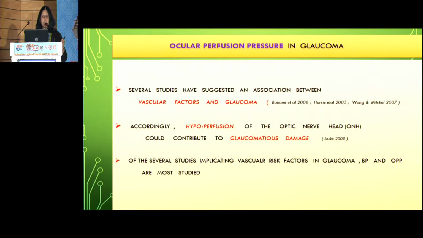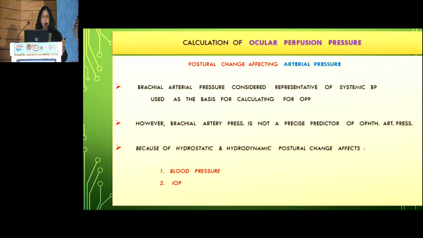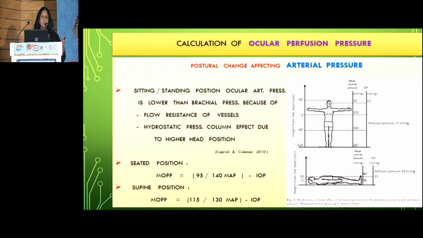Of several studies implicating vascular risk factors in glaucoma, blood pressure and ocular perfusion pressure are the most studied. Now, brachial artery pressure is considered representative of the systemic blood pressure, which is used as the basis for calculation of OPP. However, brachial artery pressure is not a precise predictor of the ophthalmic artery pressures. Now, hydrostatic and hydrodynamic postural changes affect both the blood pressure and IOP. So, when we are in a sitting or standing position, the ocular arterial pressure is lower than the brachial pressure because of resistance of vessels and the hydrostatic pressure column because of the higher head position.